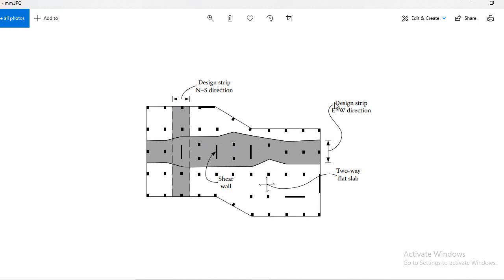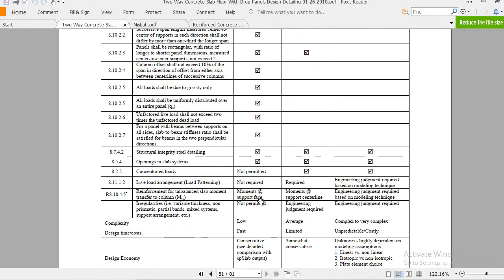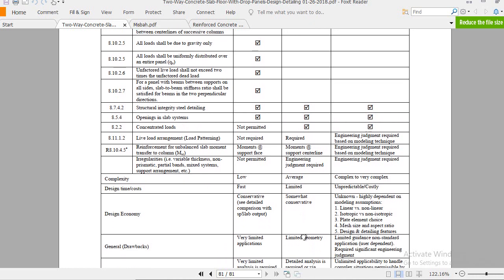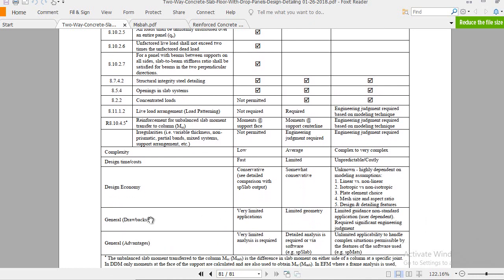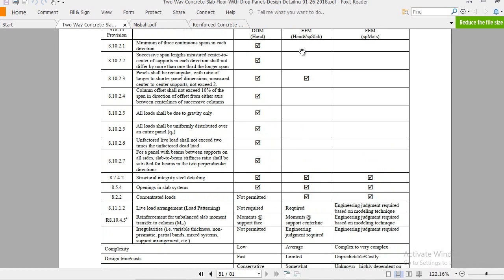You people must face these kinds of difficulties, and these limitations are very important. Remember, concentrated load in DDM method is not allowed, but it can be permitted in the equivalent frame method. Similarly, openings in both methods are not applicable, and unbalanced moment is fast and limited. You already see the drawbacks of both methods, and all these are the comparison of DDM and equivalent frame method.